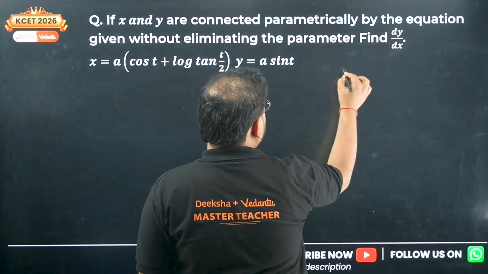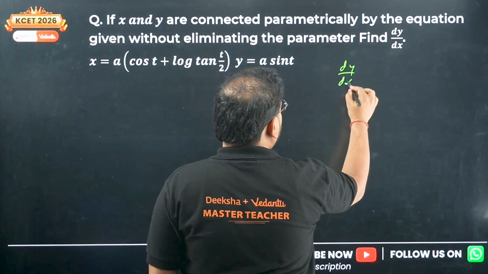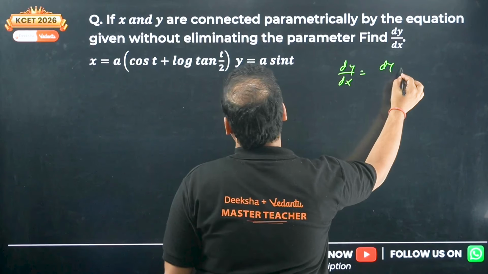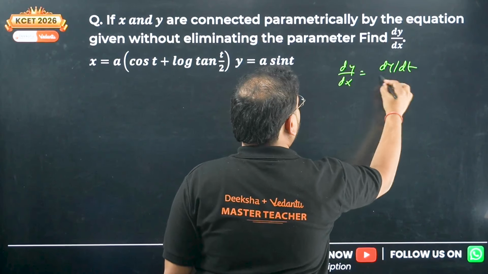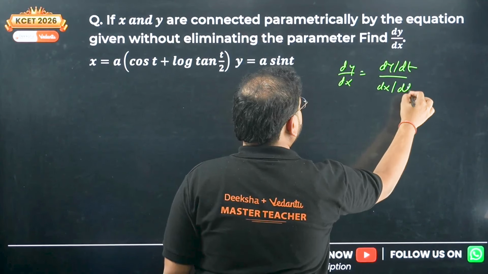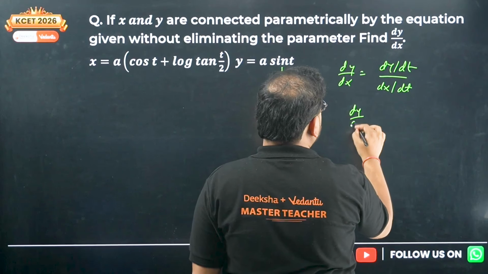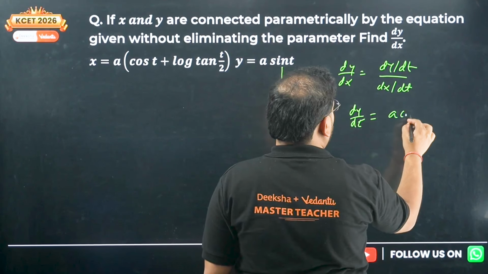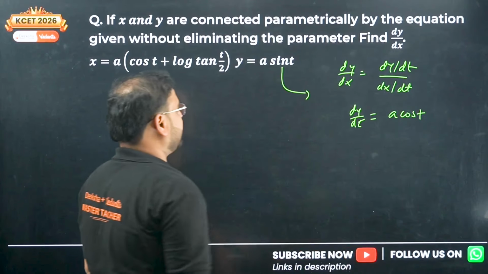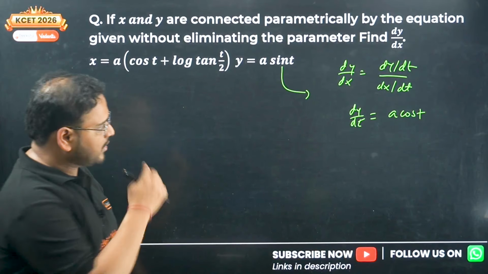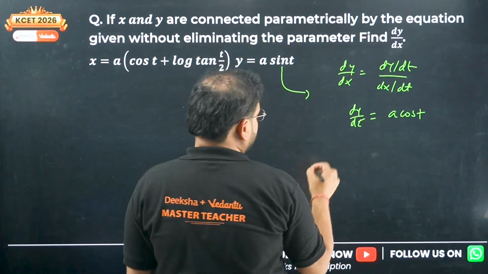So first we are looking to find dy by dx. So we have to go like this: dy by dt upon dx by dt. Let's find dy by dt first. For this one, we'll have dy by dt as a cos t, right? a sin t will become a cos t. Now we have to move to dx by dt.